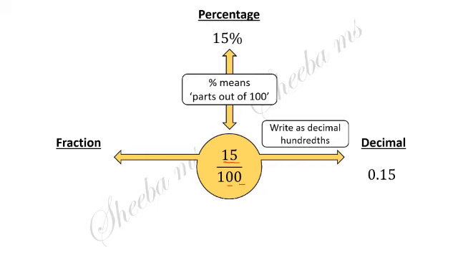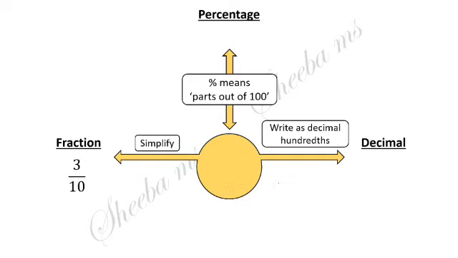And how do you change into fraction here? Take a common factor and divide. So we can divide this 15 by 5 and we can divide this 100 also by 5. So how many 5s are in 15? There are 3 5s in 15. And how many 5s are in 100? There are 20 5s in 100. So 3 by 20.